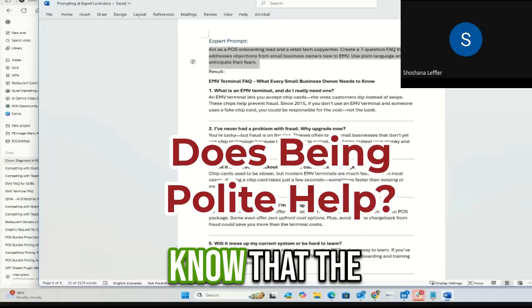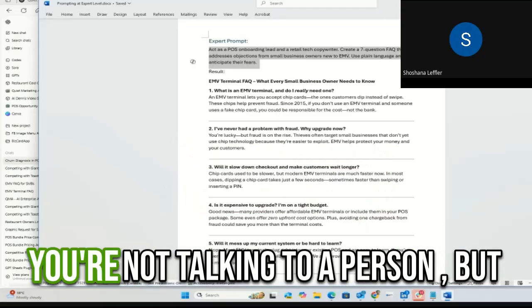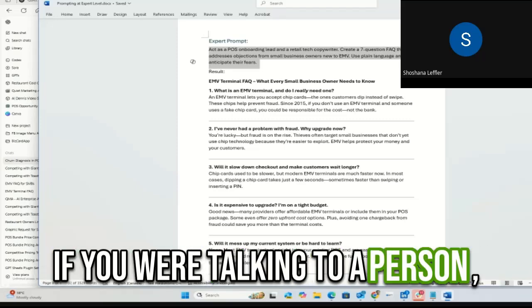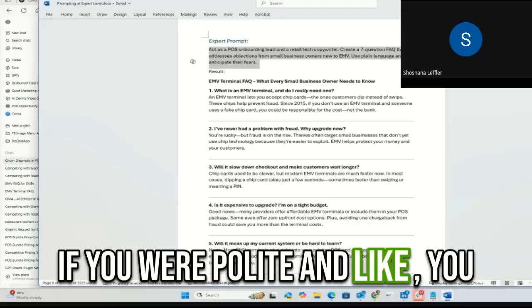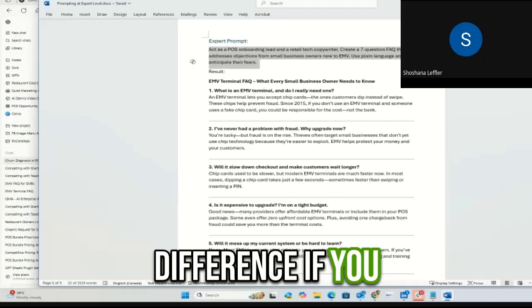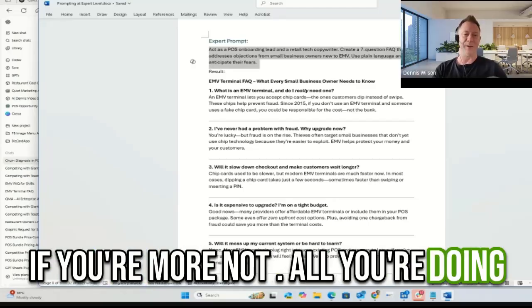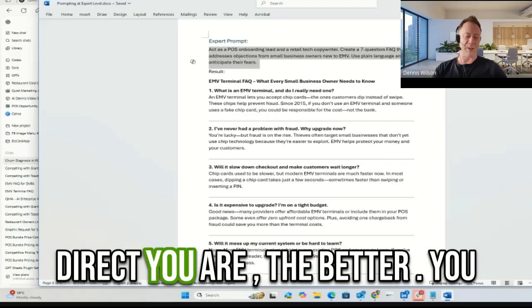I know that it's sort of like a robot, right? So you're not talking to a person, but if you were talking to a person, you'd get more out of them if you were polite and, you know, more social. Does it make a difference? No, absolutely not. All you're doing is wasting words, wasting tokens, wasting time. The more direct you are, the better.